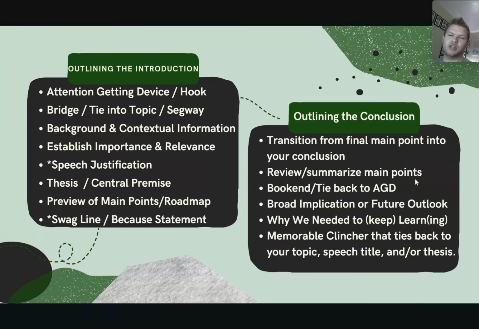What about the introduction and the conclusion? Because those are also parts of the outline. So these are the different steps of each of these things. The introduction will have an attention-getting device or a hook, a bridge or a tie into the topic, and a segue. You're going to provide background information and contextual information. You'll establish the importance and relevance of your topic. You will often give a justification for your speech. This can either happen at this point or another point in your speech. You'll give the thesis, or the central premise or argument of your speech. You'll preview the main points or provide a roadmap of them. And then sometimes after the roadmap, people have a swag line or a because statement, kind of like a ploy. Whereas the conclusion has very similar pieces, but it is typically much, much shorter.